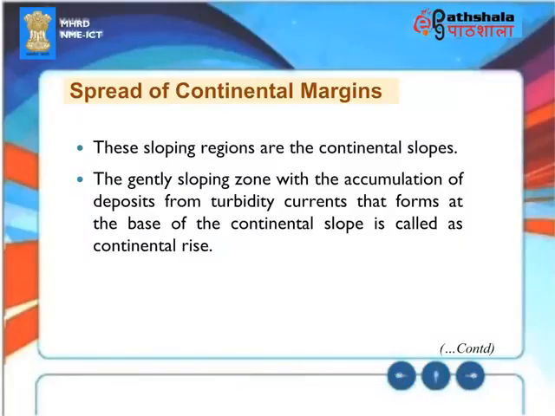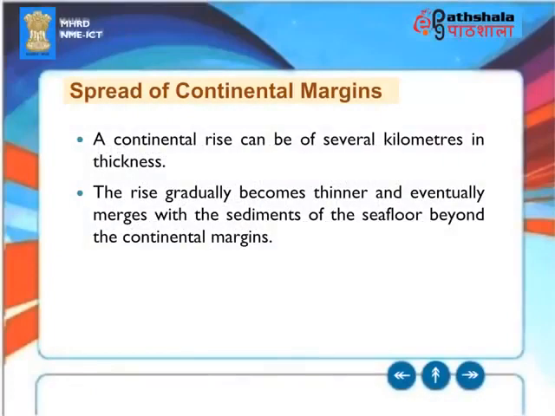The gently sloping zone with the accumulation of deposits from turbidity currents that forms at the base of the continental slope is called the continental rise. A continental rise can be several kilometers in thickness. The rise gradually becomes thinner and eventually merges with the sediments of the seafloor beyond the continental margins.